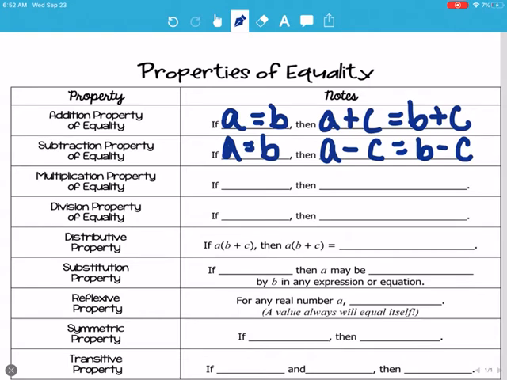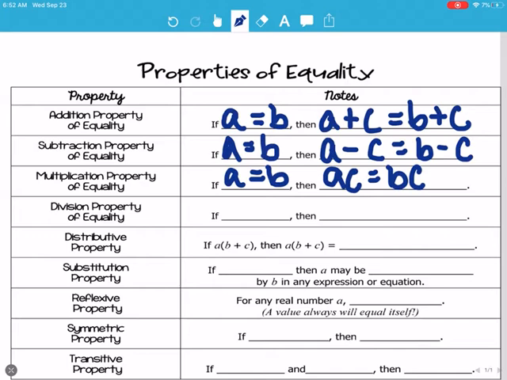When I'm talking about the multiplication property of equality, again, if I multiply the same thing to both sides, then my equation does not change.